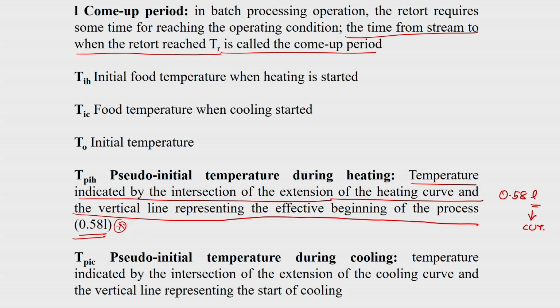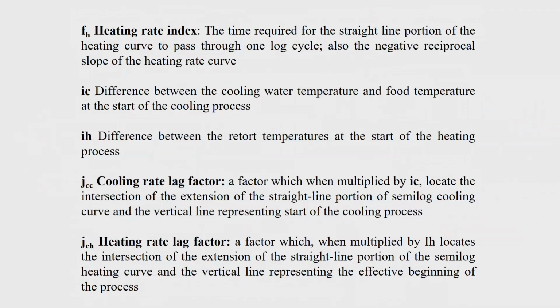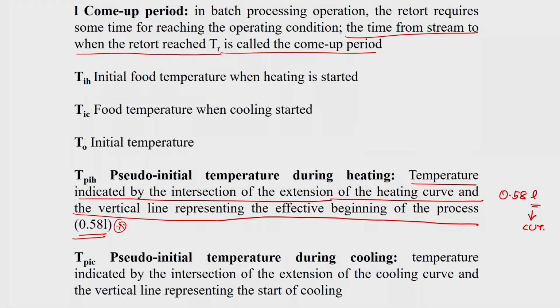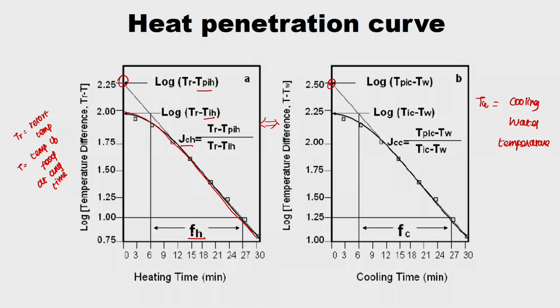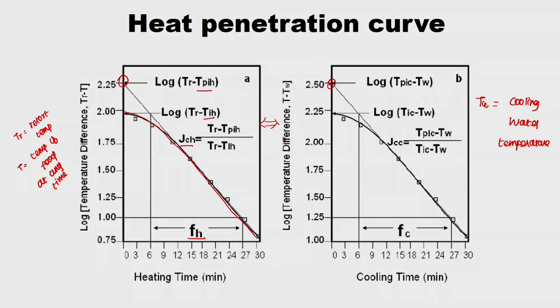The next one is pseudo initial temperature during cooling. This we have already seen. After that there is something called heating rate index. Heating rate index is nothing but the time required for the straight line portion of the heating curve to pass through one log cycle. One log cycle in the sense, if you see here, this is 1. When 1 cuts the linear heating curve, that is the time, and 1, so this means 2, right, 2 when it cuts the linear line. So, this time is nothing but FH.